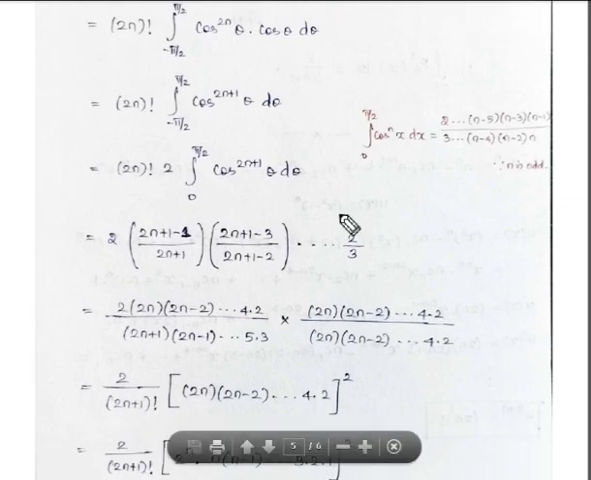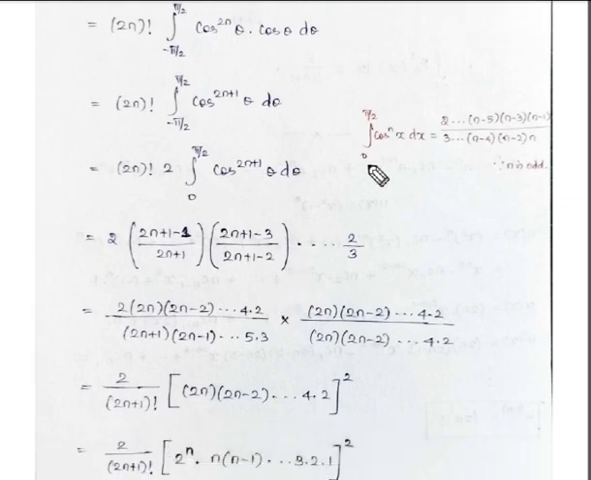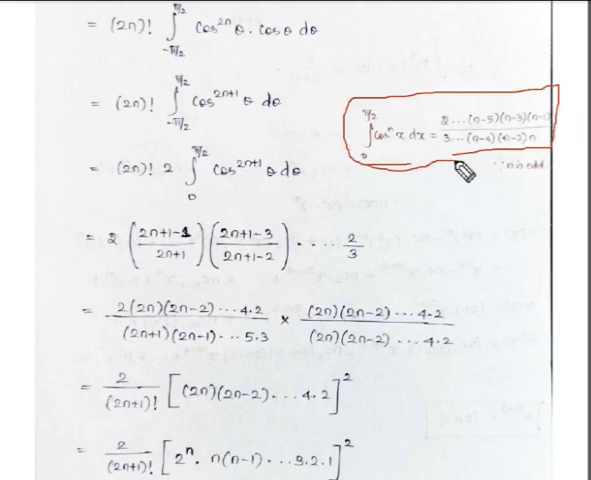Okay, in the next step, all of you know the formula for the integral from 0 to pi by 2 of cos power n of x dx, which is (n minus 1)(n minus 3)... over n(n minus 2)... Here we have cos power 2n plus 1, so n equals 2n plus 1. Now, where n appears, we have to apply 2n plus 1. Apply this here.